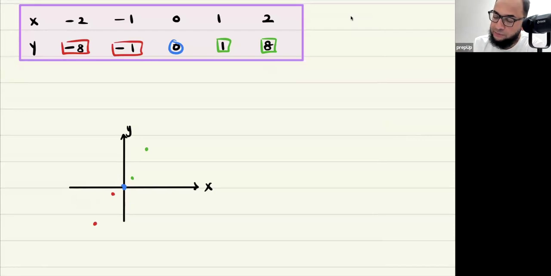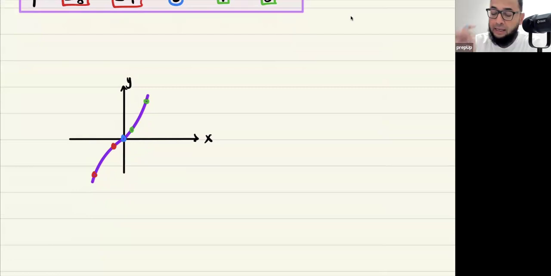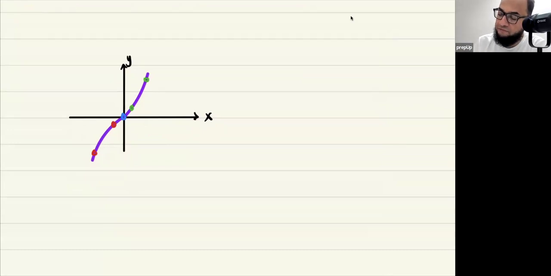Now, if I join these points, look at how the graph looks. So this goes like this, and this goes like this. So let me highlight those points. This is one point, this is the other point. That is the blue point, that is the green point, that is the green point. That's how the graph would look. When x is positive, y is positive. When x is negative, y is negative. So now that is the graph of y equals x cubed.